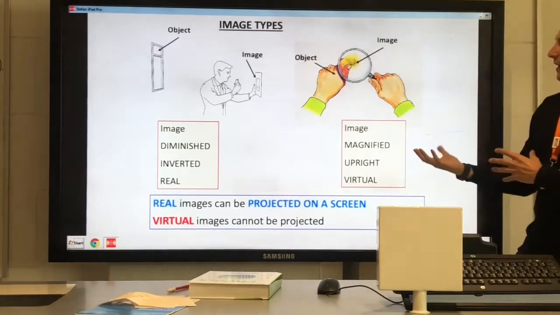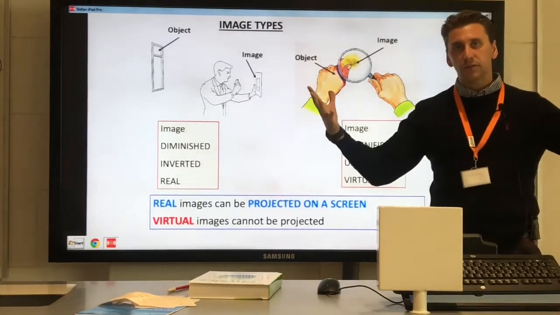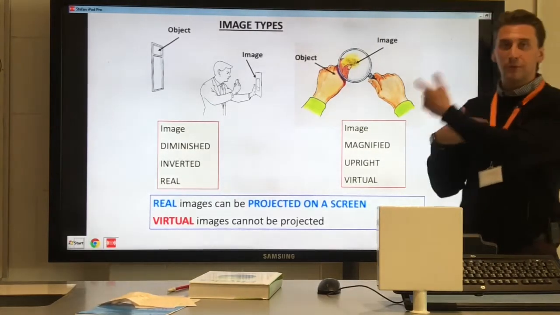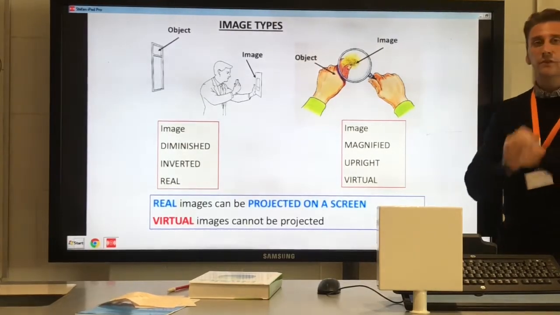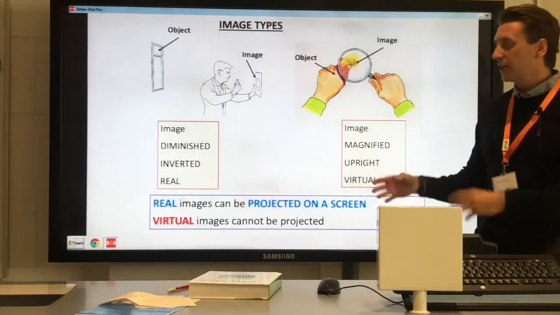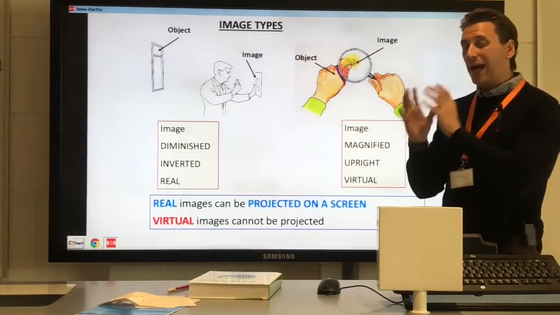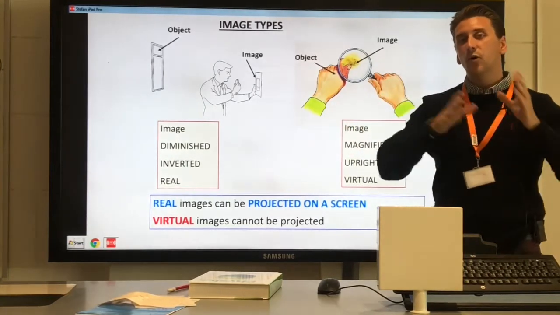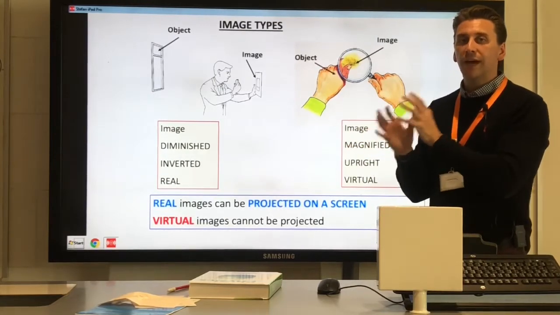Whereas for the magnifying glass, we're looking at an image here which is magnified, so bigger, upright, so it's not upside down, it is the right way that it should be, which is upright, and finally we said that this image is a virtual image. Now, if we take these three things for both images, we would say every single time we draw a diagram or we're asked the question, here is an object seen through a lens, what would the image be? So if an image is formed, what would that image look like?